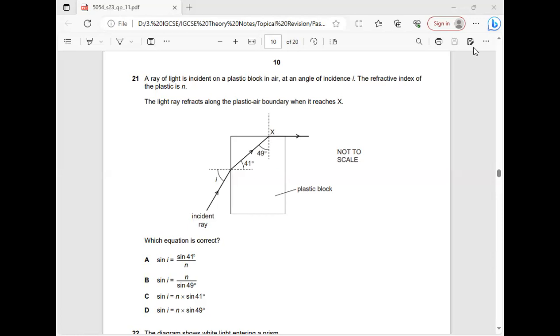Today we will discuss the remaining MCQs of paper 5054 variant 11, episode number 3. So let's solve the next 10 MCQs.